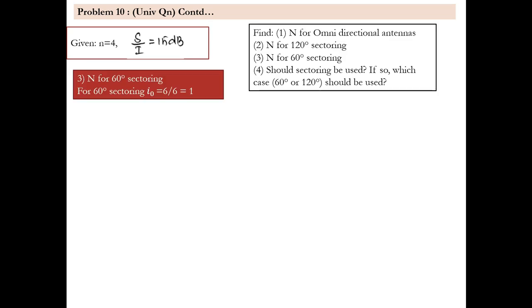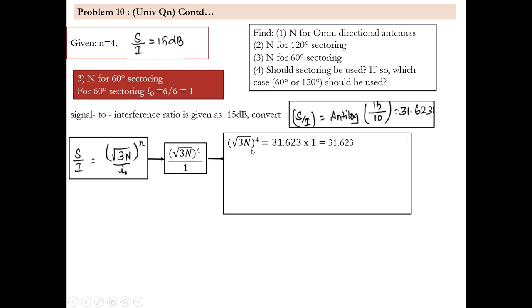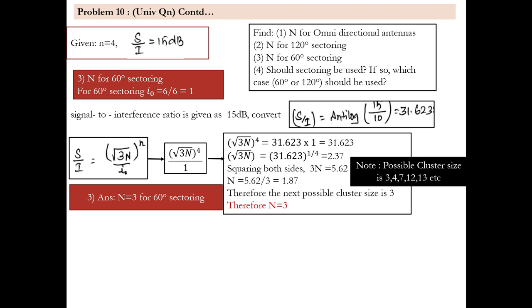Let's repeat this for the third case, that is 60-degree sectoring. So for 60-degree sectoring, what happens? My I0 becomes 1. So the remaining procedure is exactly the same, with my denominator changing here as 1. So let us find the value of n here. So square root of 3n raised to the power will be equal to 31.623. Let me remove this power by raising it to the power of 1 by 4. Squaring both sides, I get 3n is 5.62 and n is 5.62 by 3, which is 1.87. So here again, the lowest possible cluster size is 3. N should be at least 3 in order to maintain the signal to interference ratio of 15 dB.